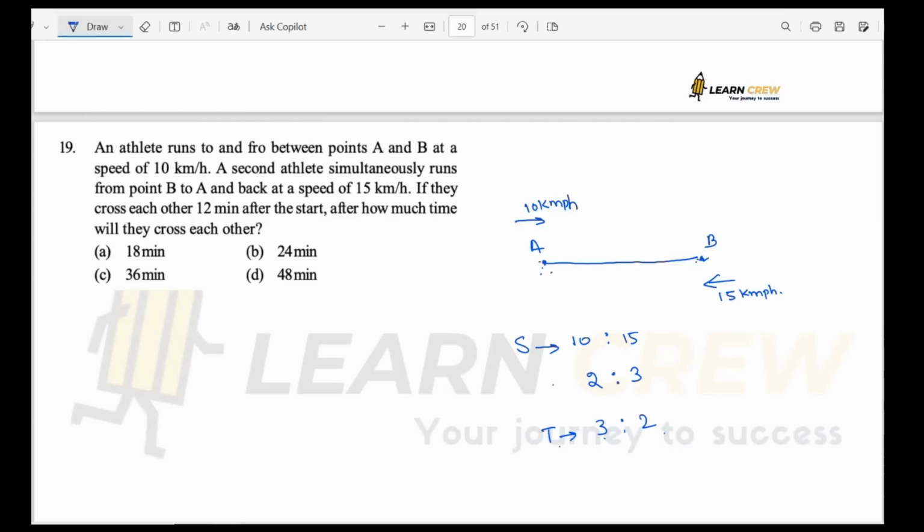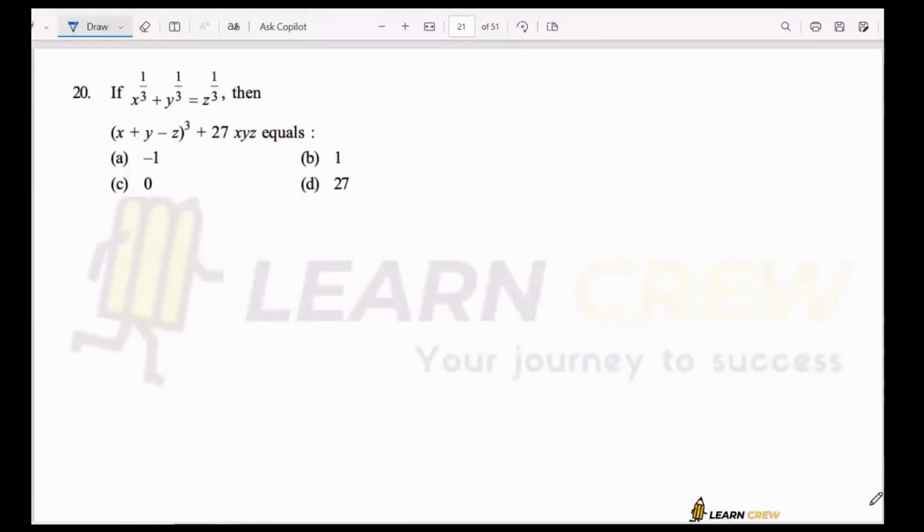Now please understand, if they cross each other 12 minutes after they start, so if one part is 12, then 3 parts should be how much? 36. 36 is the answer. The answer is 36 minutes. Okay. Now please see the next question.